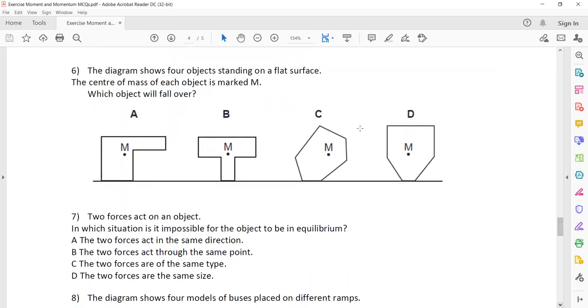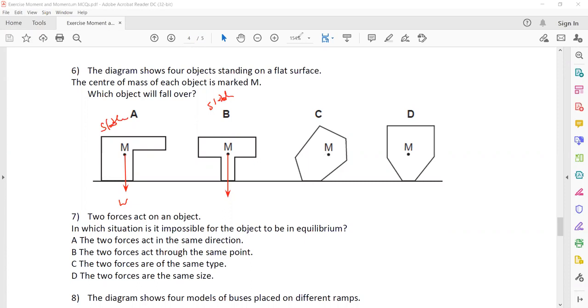In question 6, the diagram shows 4 objects standing on a flat surface. The center of the mass of each object is marked as M. Which object will fall over? So how do we identify which object will fall over? When we draw the direction of the weight, if the weight is passing through the base, the object will be stable. Same thing, when we draw the direction of weight, it is passing through the base. So this object will be stable. Stable means it will not topple.